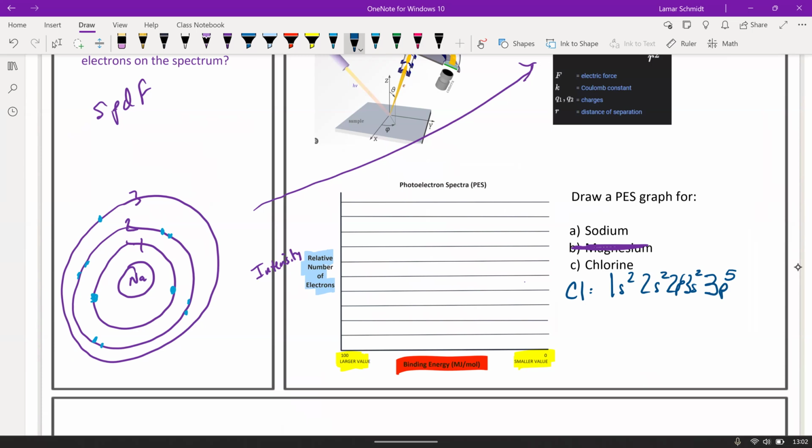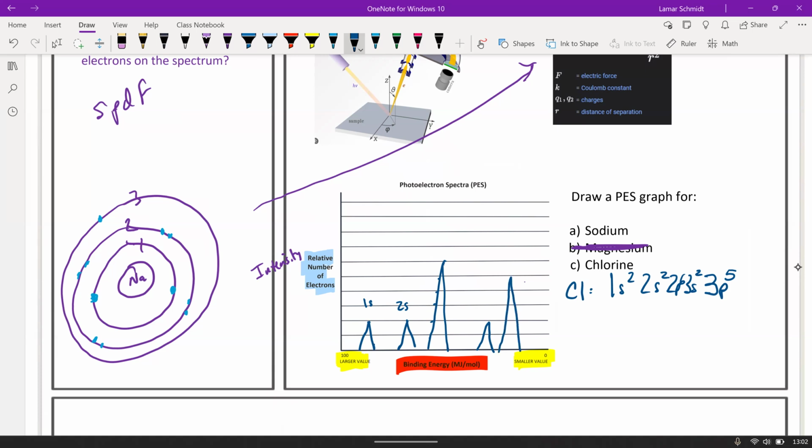So if we draw our binding energy, we're going to show 2 electrons. Here's our 1s. Here's our 2s. Here's our 2p. 1, 2, 3, 4, 5, 6. Just make sure I get it way up there. Here's our 3s. Notice it's the same height, 2 electrons. And then 3p5. Where's that going to be?